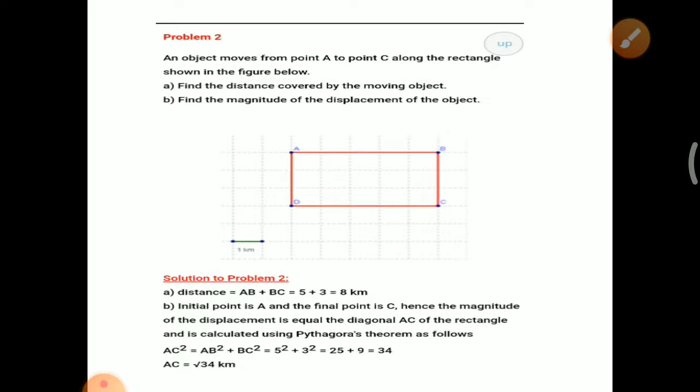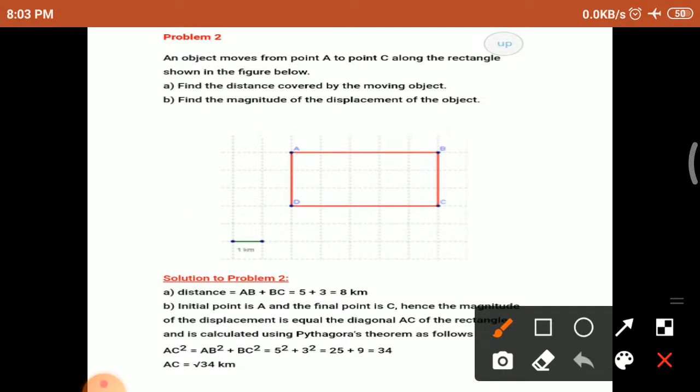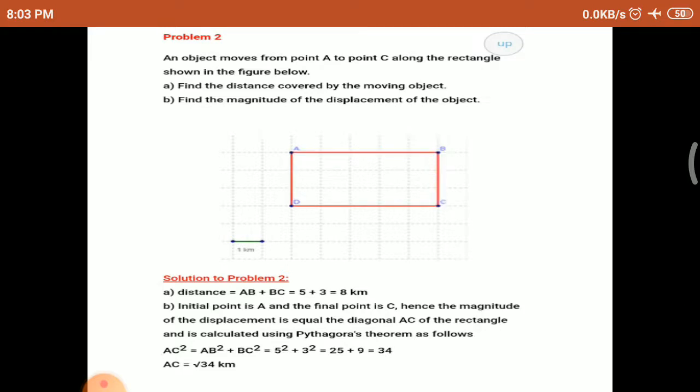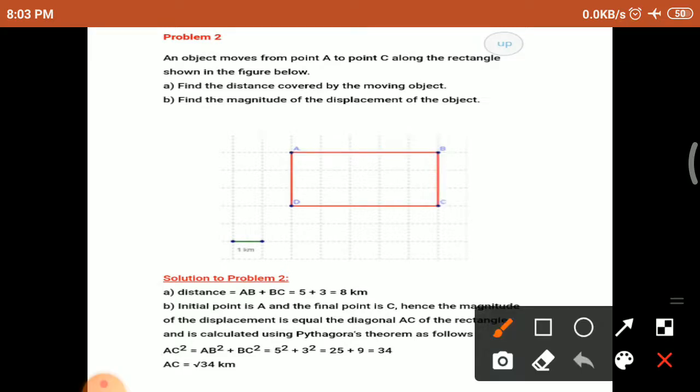The next question. An object moves from point A to point C along the rectangle. So an object moves from point A to point B, then C. Find the distance covered by the moving object. You have to calculate the distance. Find the magnitude of the displacement of the object. You have to find the displacement.